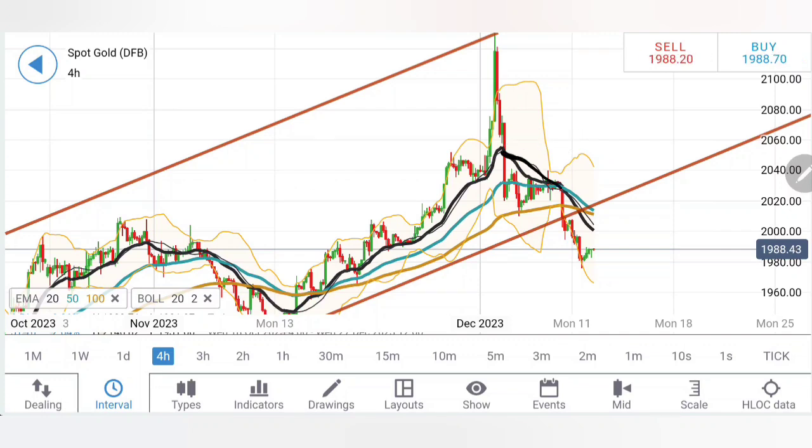How far can we see this retracing? Now see, this is the larger zone, and the possibility for it to get the greater resistance at around 2020 levels will be very, very high.